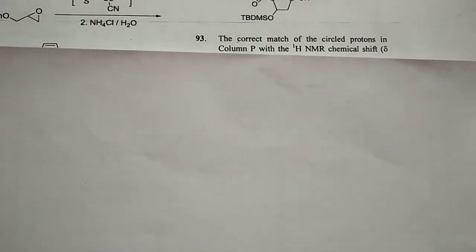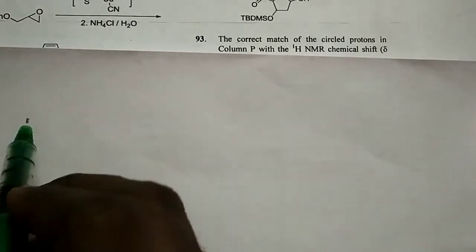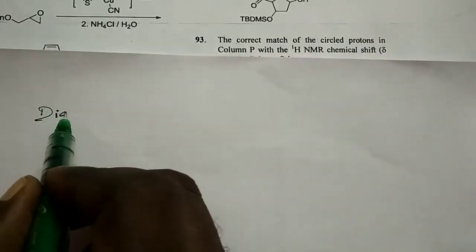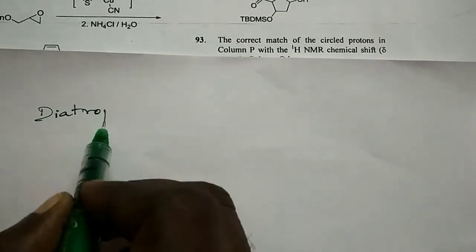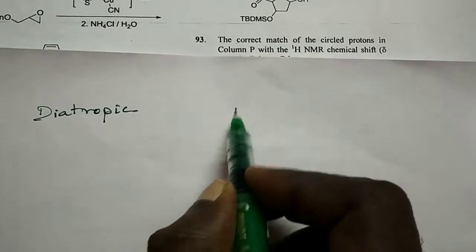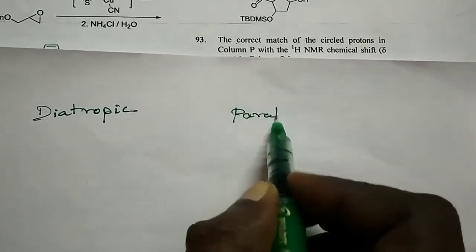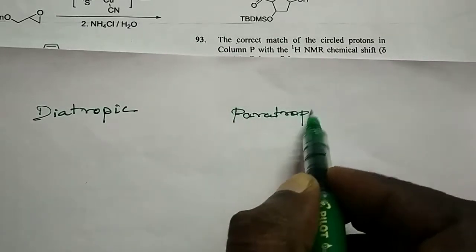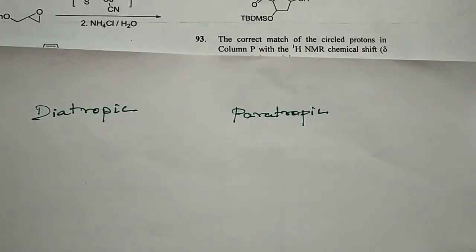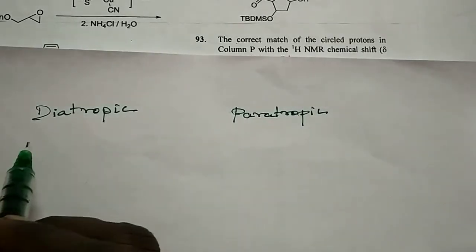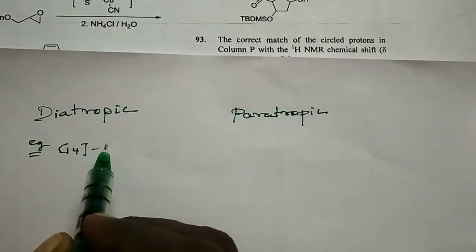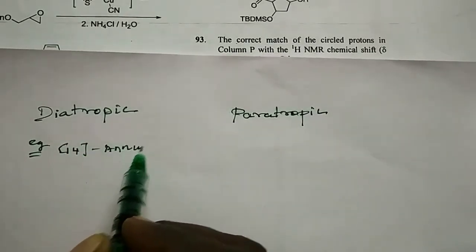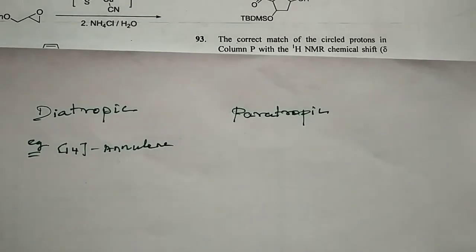One is diatropic, the other one is paratropic. He categorizes two types. Diatropic means, the example is the 14-annulene that we have seen. 14-annulene, 18-annulene, all are diatropic molecules.